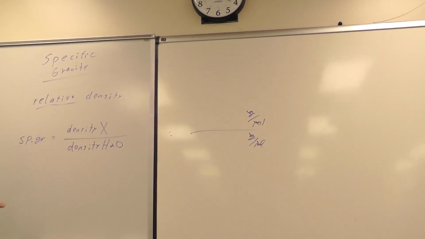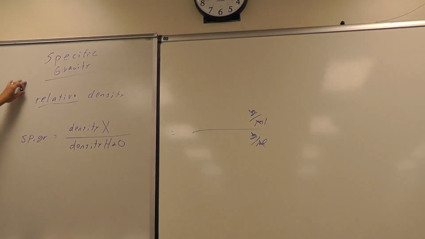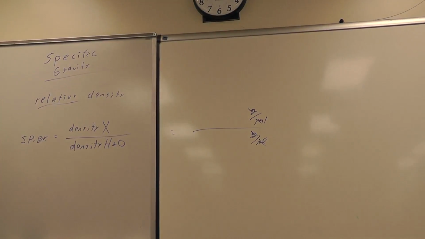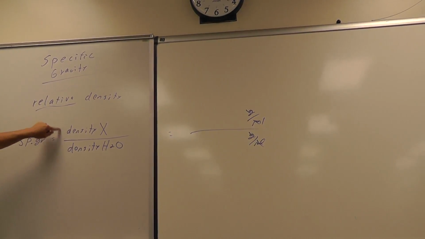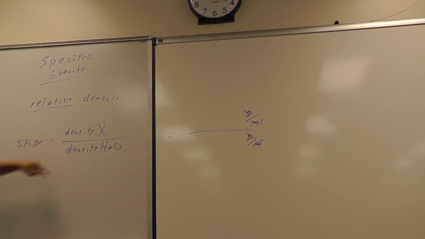This is simply a ratio. Specific gravity is just a ratio. It has no units to it. It's just a multiplier that tells you how many times denser something is compared to water.